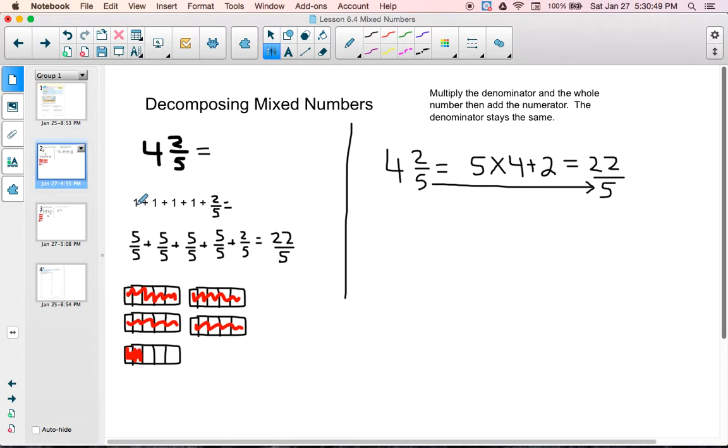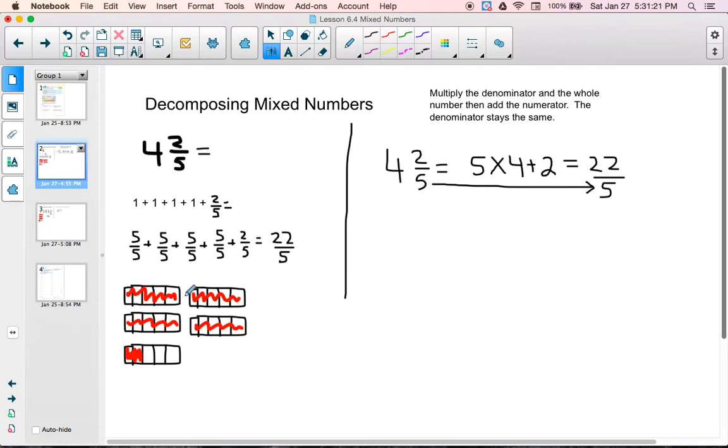And then you can take those whole numbers and write them as a fraction, 5/5, and we're using fifths because the denominator is in fifths. So 5/5 is the same as 1 whole. 5/5 plus 5/5 plus 5/5 plus 5/5 is 5, 10, 15, 20 fifths, plus 2/5 is 22/5. What I've done is taken a mixed number, 4 and 2/5, and turned it into a fraction greater than 1.